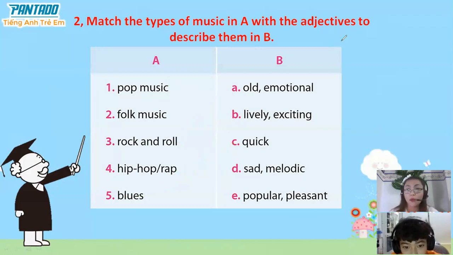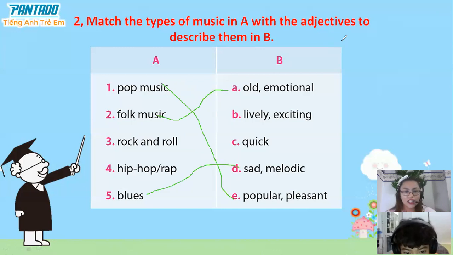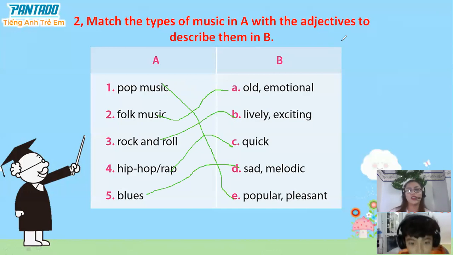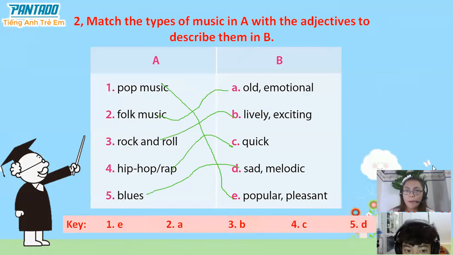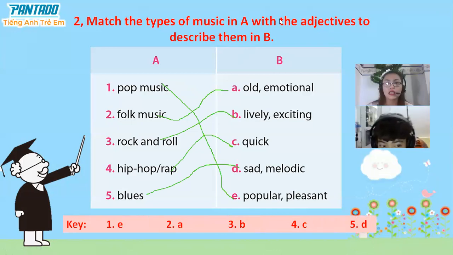Okay, now let us see your answers. Okay, there we go. Pop music, folk music, blues, hip hop, rock and roll. Okay, let us see if your answers are correct. Number one is E. 1E, 2A, very good. 3, okay, 4, okay, and 5.